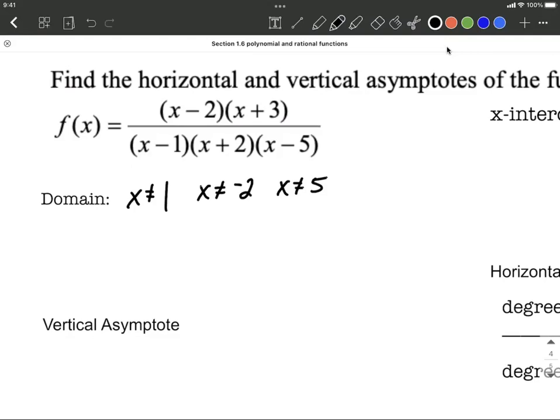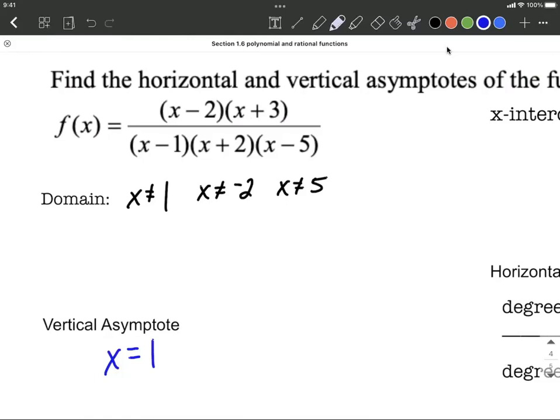Next, thinking about vertical asymptotes. Now, if I plugged in a 1, it would make the denominator be 0. So that's a potential for a vertical asymptote. It would not make the factor equal 0 in the numerator, right? 1 minus 2 is not 0. 1 plus 3 is not 0, so it wouldn't make that factor equal 0. So because it would make the denominator be 0, but not the numerator, that means it goes as a vertical asymptote. So x equals 1, the vertical line, is going to be a vertical asymptote.